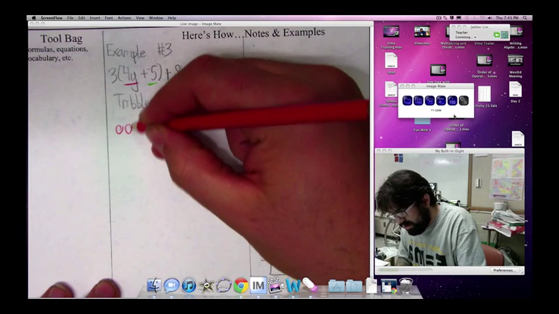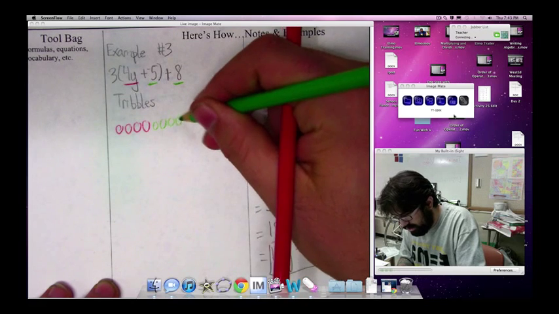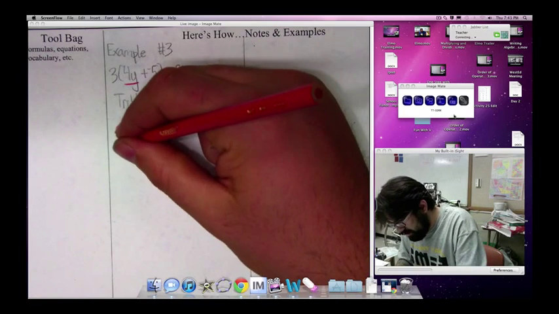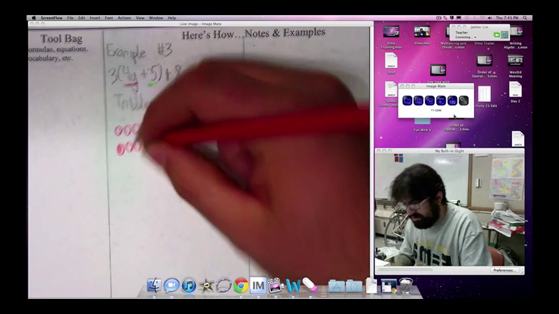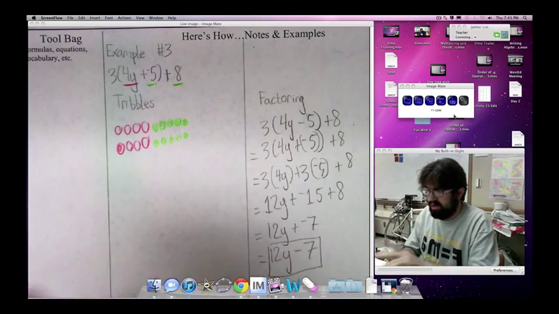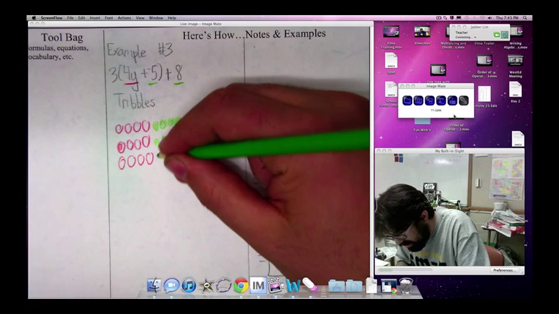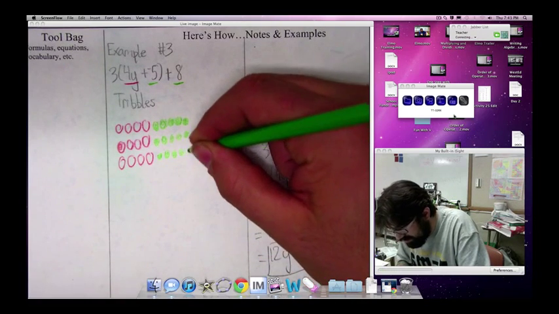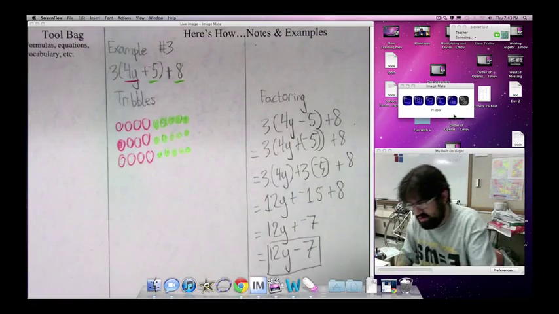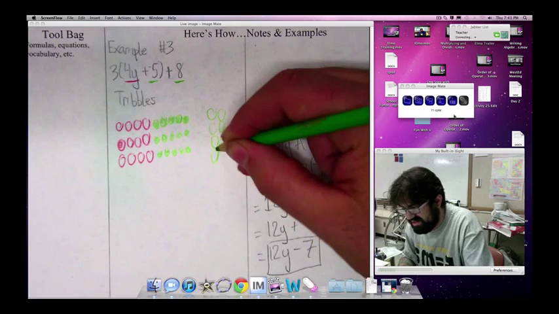1, 2, 3, 4. 1, 2, 3, 4. Oh, they're closed because they're negative 5. 1, 2, 3, 4. 1, 2, 3, 4, 5. My third and final time. 1, 2, 3, 4. 1, 2, 3, 4, 5. Now that's my distribute, and then I got 8 just hanging out. And they're positive. 1, 2, 3, 4, 5, 6, 7, 8.